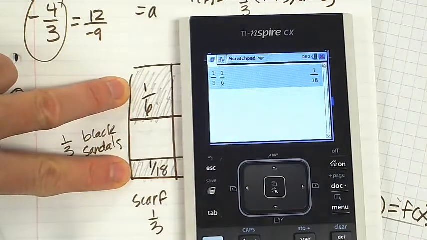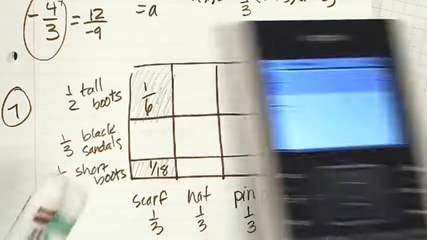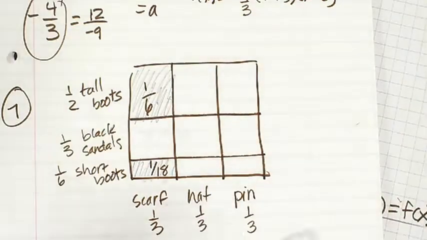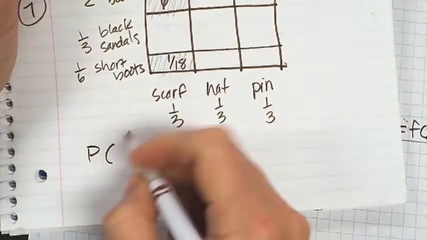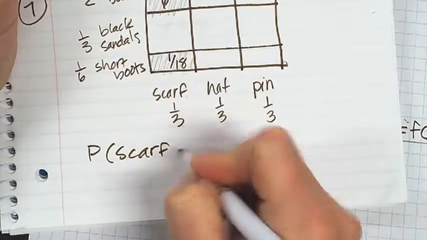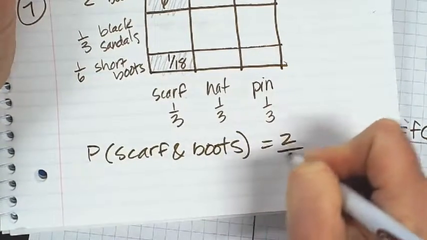So 1/18 plus 1/6 is 2/9. So I know that's not the best picture of that, but hopefully you get the idea. So the probability of her wearing a scarf and boots, tall or short, is 2/9.